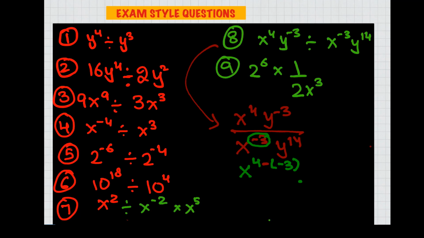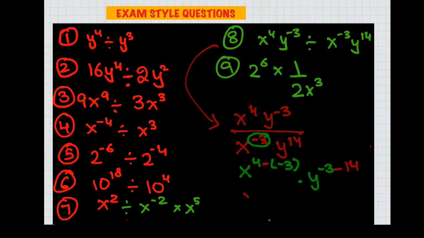You can do the same for y as well, y to the power minus 3, and then minus here because of the division rule for alphabets or numbers with the same basis. Now we can simplify it.